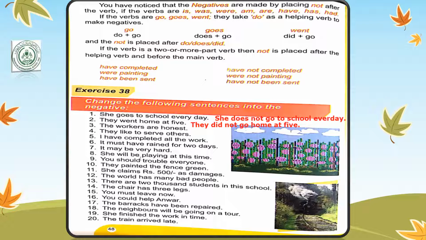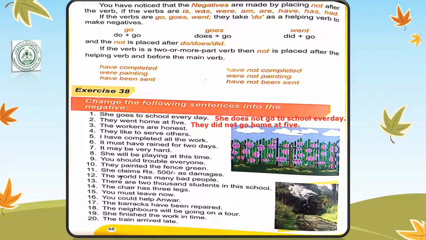Number 8, she will be playing at this time. She will not be playing at this time. Number 10, they painted the fence green. They did not paint the fence green. Again, I want to tell you this is the second form of our painted. So we will say they did not paint the fence green. Number 11, she claims 500 as damages.